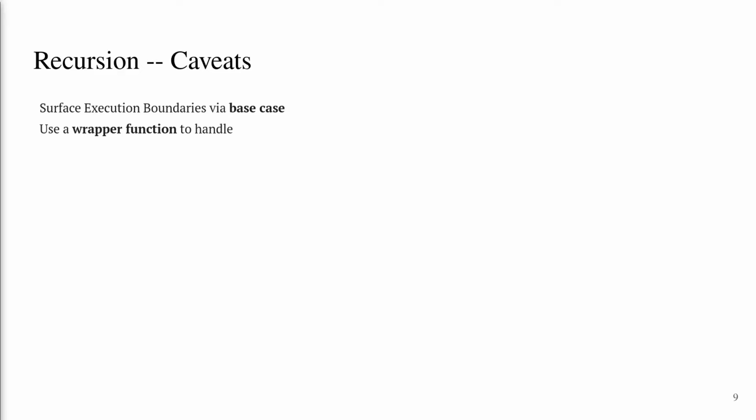So the first thing you want to do is, because in recursion you basically establish a new scope to solve a subproblem, you want to surface when you should not spawn a new call to the function. So this surfacing an execution boundary really means you want to make sure that there is a case where you elect not to recurse anymore. And the second thing you want to do is write a wrapper function for the recursive function so that you can easily separate this out in your mind and in your code.